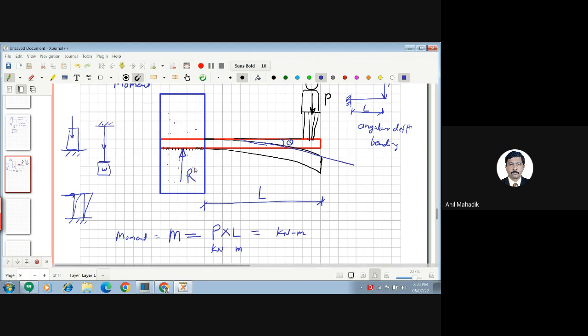How much will the reaction be? It will be equal to the vertical load, so R will be P. So there is one reaction, P, in the vertical direction. And as this is trying to rotate like this, it is causing a moment. How much is this moment? P into L. This is moving in the clockwise direction, so the resistance will be in the anti-clockwise direction. There will be a resisting moment also, and its value will be the same. So this is a moment.